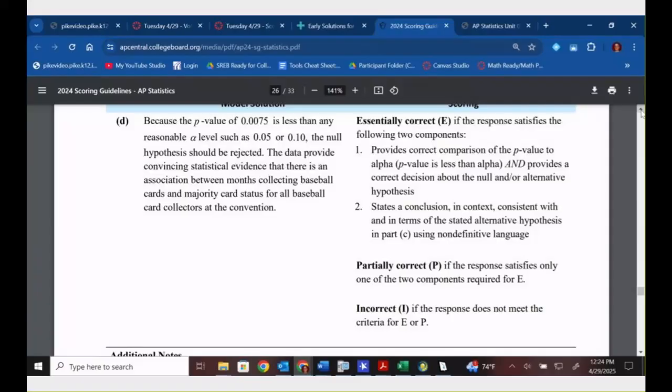So here's another example of what this could look like other than the model solution that I showed you, because the p-value of 0.0075 is less than any reasonable alpha levels such as 0.05 or 0.10. The null hypothesis should be rejected. The data provide convincing statistical evidence. This is that conclusion part right here. Provides convincing statistical evidence that there is an association between months collecting baseball cards and majority card status for all baseball card collectors at the convention. If they got both of those components, then they get an E. One of those two components, they get a P. None of the components would be an I.